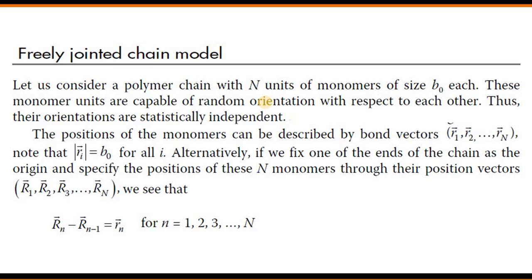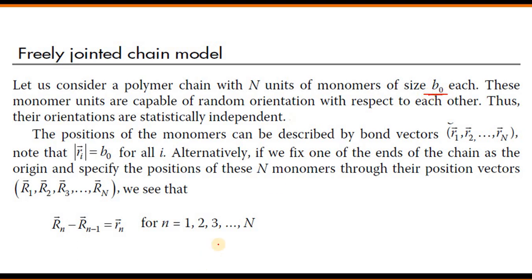In the freely jointed chain model, we will use the concepts we have defined so far, like Rg and hydration, and take them together to define something particularly related to a polymer chain, right? Let us consider a polymer chain with the same definition, that we have n units of monomers and each has a size of B0. By size I mean length. So each of them has a length of B0, right?